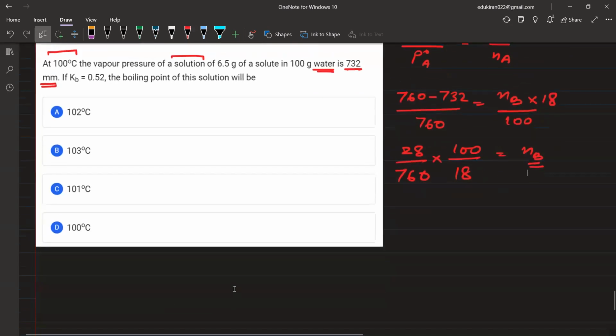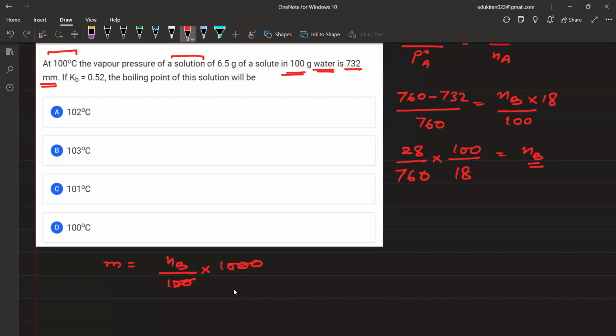Now what you can do, you can calculate the molality. Molality is equal to how much, number of moles of solute divided by the mass of solvent. Mass of solvent is 100. 100 ka kya matlab ho gaya, 100 divided by 1000, because we will write mass of solvent in terms of kg. Now this I can write denominator ka denominator numerator into 1000. This 100 and this 100 will cancel. You will get m is equal to nb into 10. Theek hai?